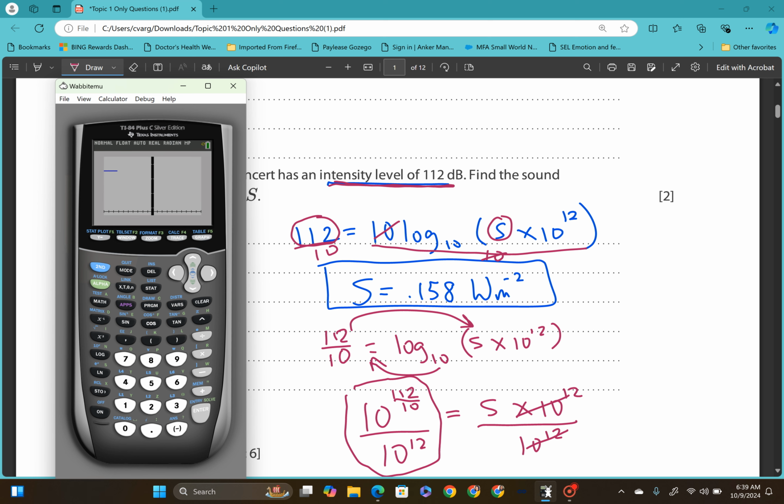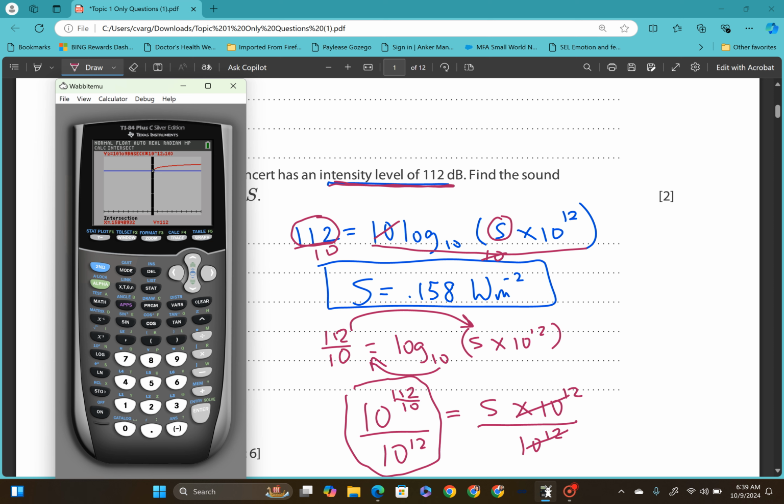And now when I hit graph, there's my 112. My Y equals 112. And then there's my second function, which is 10 log base 10, blah, blah, blah. So now I hit second trace. Option number 5 is intersect. I'm going to go a little bit over to the right, hit enter, enter, enter, and I'm going to get my answer, 0.158 to three significant figures, okay?